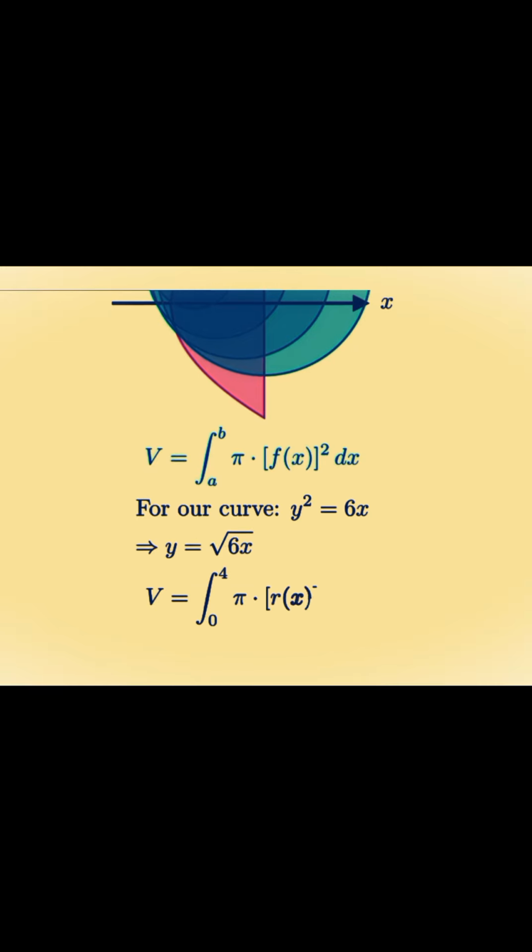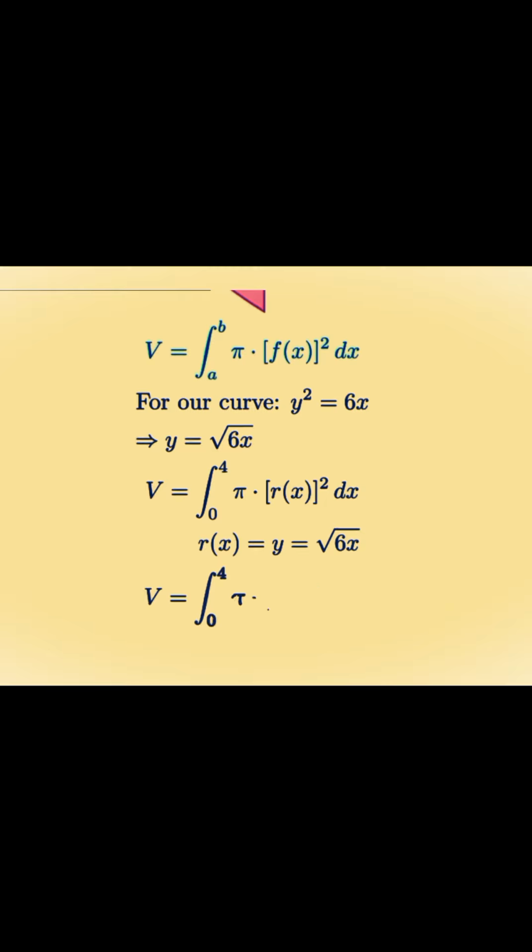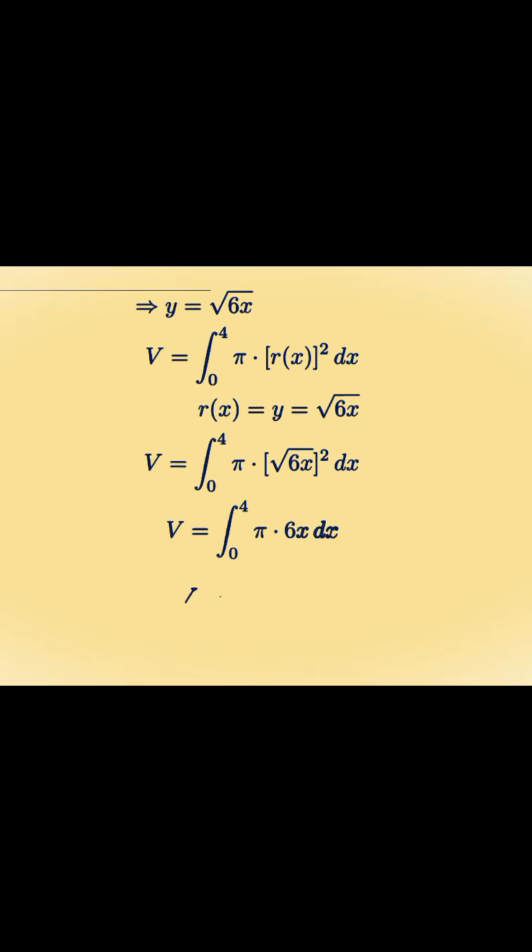Now, let's set up our integral. The volume equals the integral from x equals 0 to x equals 4 of pi times the radius squared dx. The radius is y, which is the square root of 6x. Substituting, we get the integral from 0 to 4 of pi times the quantity square root of 6x squared dx. Simplifying under the integral, the square root of 6x squared is just 6x.